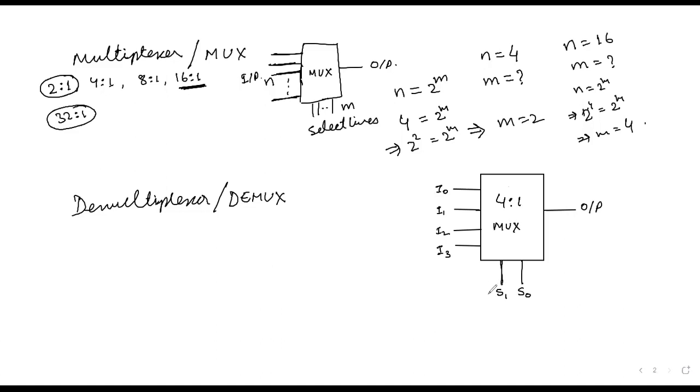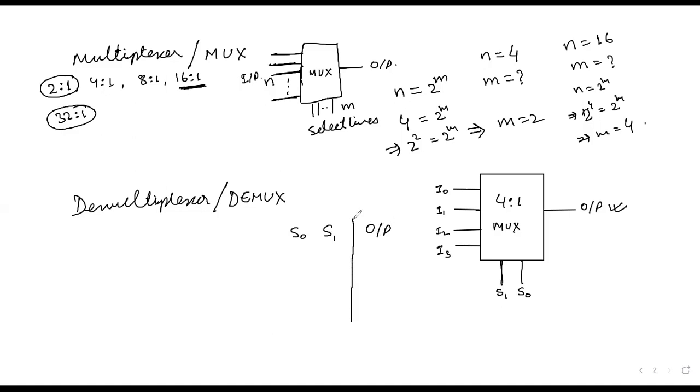Now, based upon the combination of select lines, which information has to be at the output will be obtained using these select lines. We have 4 informations, I0, I1, I2 and I3. Which of these 4 informations we will get at the output is dependent upon the combination of select lines. At select lines we have 2 inputs, so how many combinations will be there? We have the select lines as S0 and S1, and the output we have to obtain.